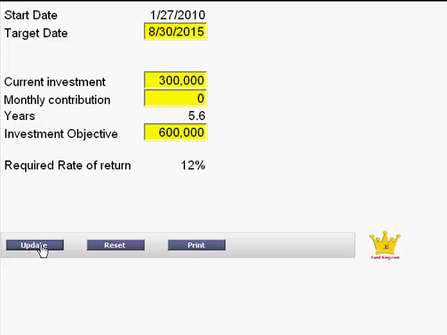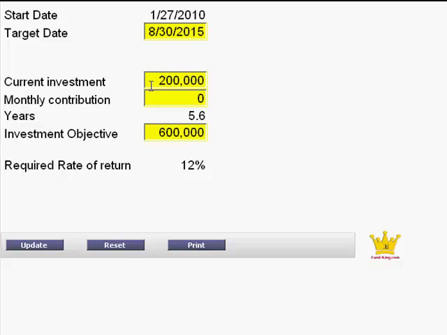And then we hit the update button. And that means I'm going to need a 12% return on this $300,000 to reach my goal of $600,000 in 5 years' time, in time to pay those tuitions. So with the IRP system, that's a fairly reasonable rate of return to expect from a nice mix of assets in almost any market.